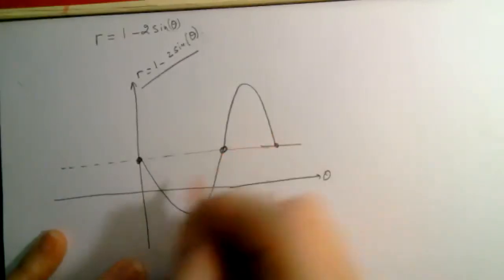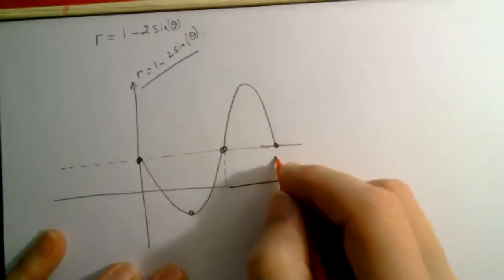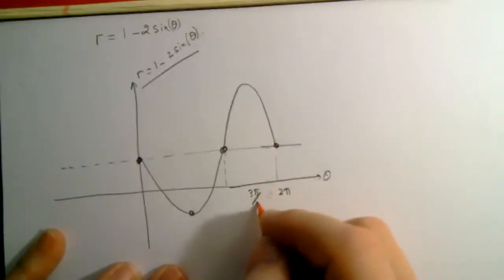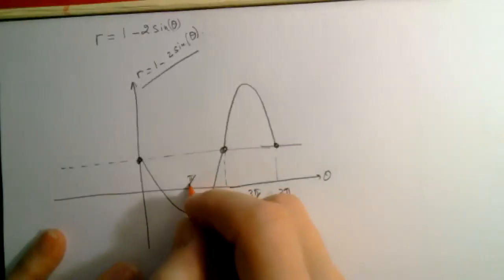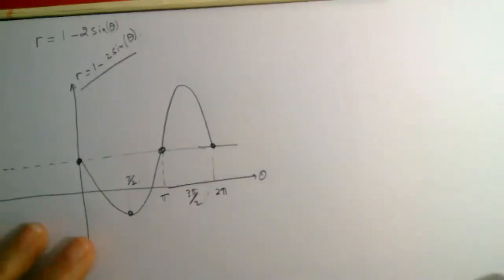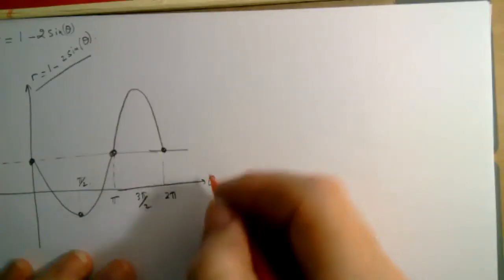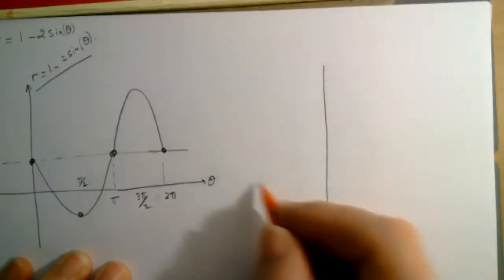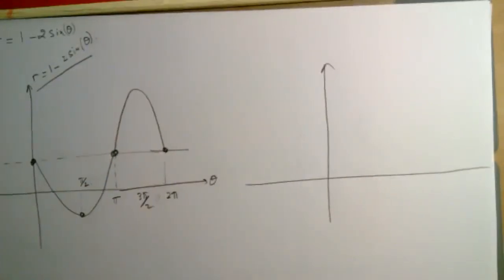So those are important points. This is where the 2 pi is. The peak is happening at 3 pi over 2. This is where the sine is, and this is pi over 2. Okay, so this is how R changed with it. Now the hard part is, how can I take this info and start to sketch all the points that satisfy R equals 1 minus 2 sine theta?